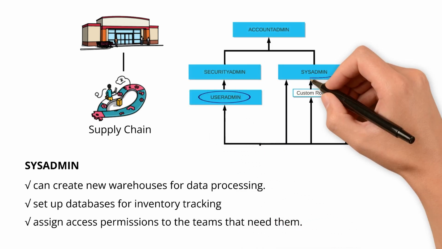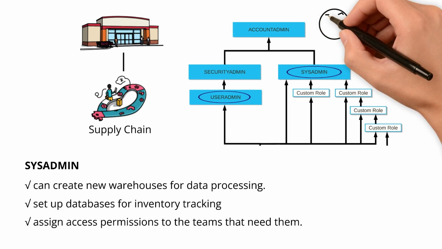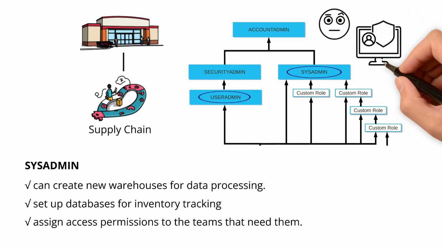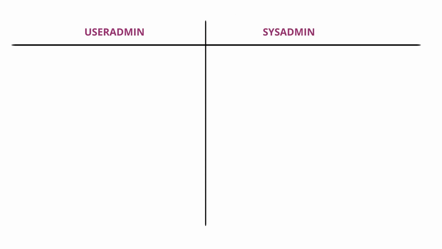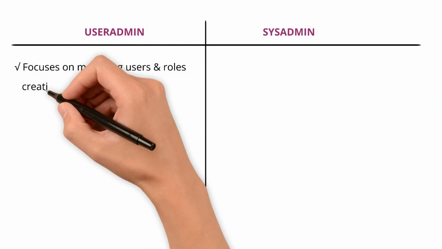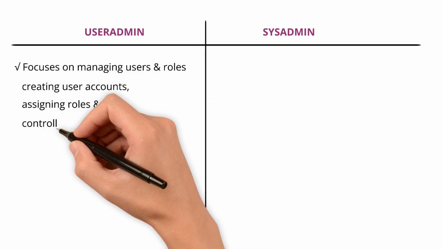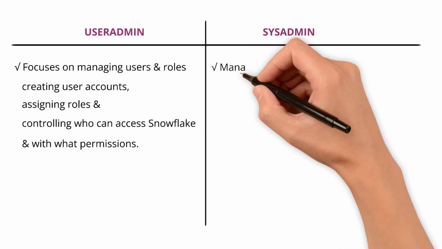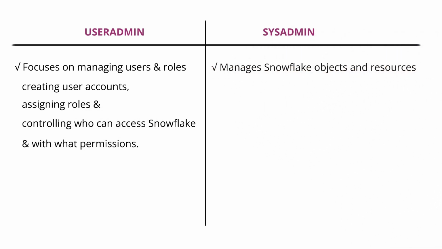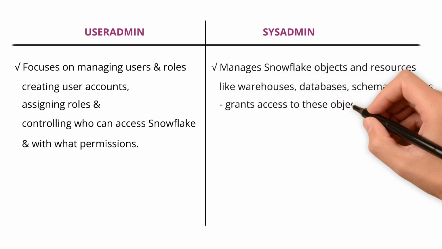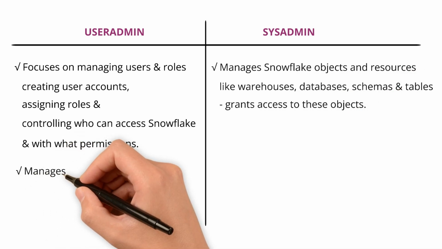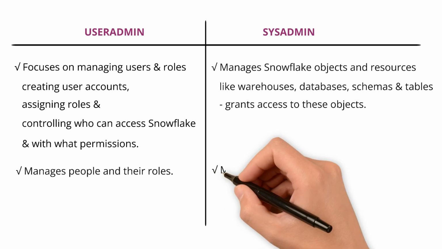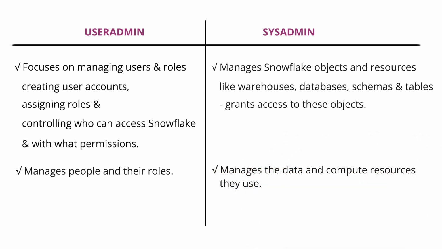Now that we have covered UserAdmin and SysAdmin, if you are wondering how these two roles differ since both deal with permissions in Snowflake, here is the difference. UserAdmin focuses on managing users and roles, creating user accounts, assigning roles, and controlling who can access Snowflake and with what permissions. On the other hand, SysAdmin manages Snowflake objects and resources like warehouses, databases, schemas, and tables, and grants access to these objects. In short, UserAdmin manages the people and their roles, while SysAdmin manages the data and compute resources they use.